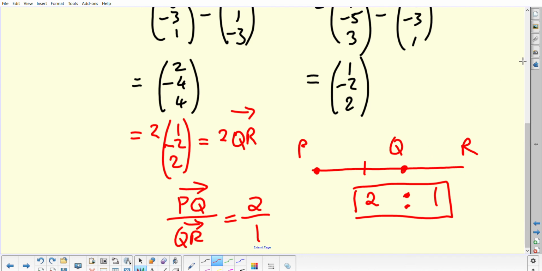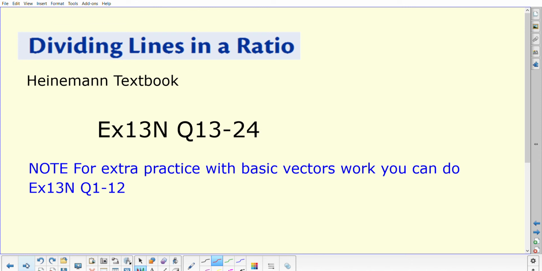Okay, so you've seen that sort of thing before. Now it's time to practice. Exercise 13 N, and you're looking at questions 13 to 24. The first 12 questions in that exercise are good for overall general practice at showing your knowledge of the basic vector work.